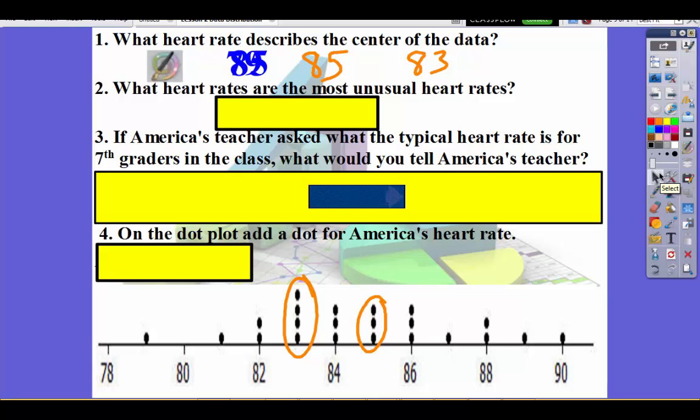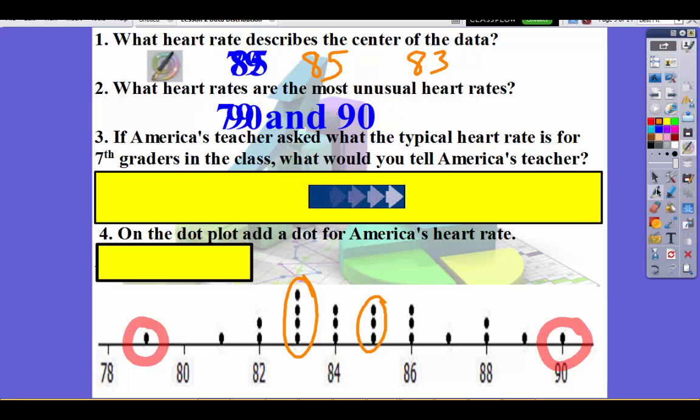What heart rates are the most unusual? Unusual means not very likely, or we probably wouldn't expect. Well, 90 is on the outside, and so is 79. They're most unusual because they're just not occurring very often. What we have is called outliers. Your data points that are kind of by themselves are called outliers. So it looks like I didn't fix that one up either. So it is 79 and that 90.